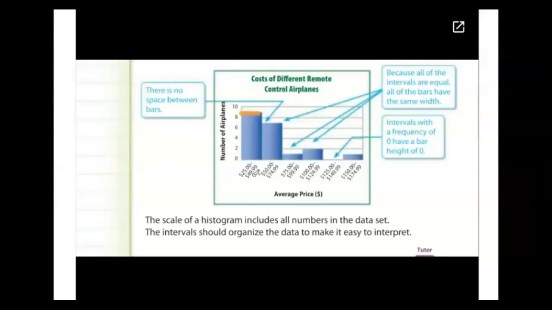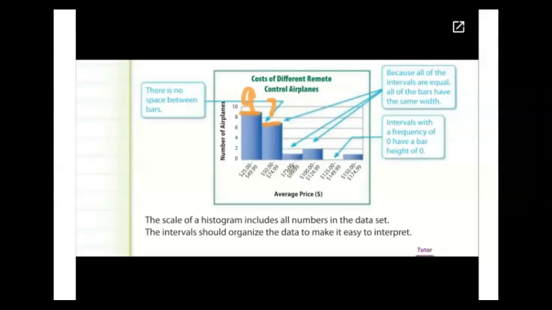and $49. Now, if we look at the next interval, you notice that the bars don't have any space between them because this stops at $49.99, but the next one starts at $50, so there's no space. So between $50 and $74.99, there are more than 6 but less than 8. So halfway, that's going to represent 7. So there are 9 planes in this first interval. There are 7 planes you can buy that are between $50 and $74.99.